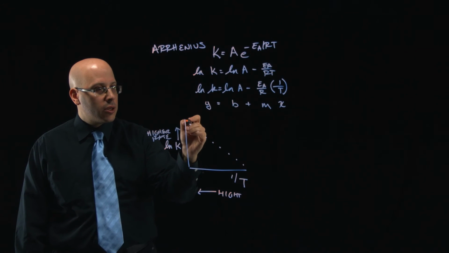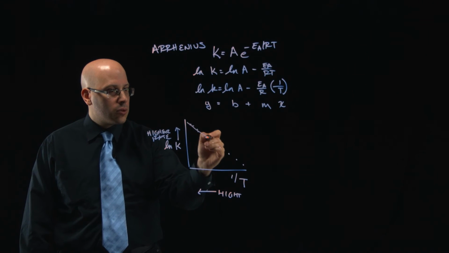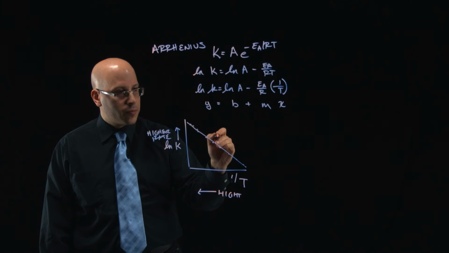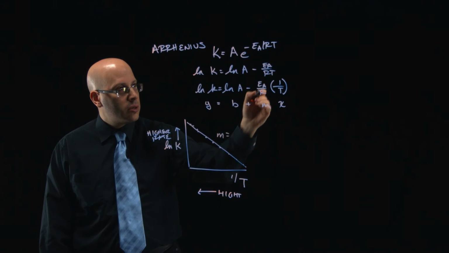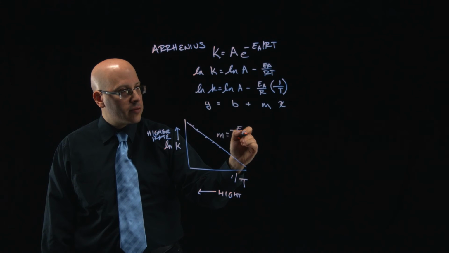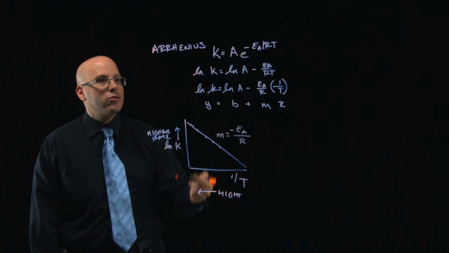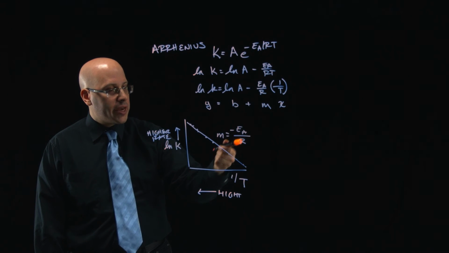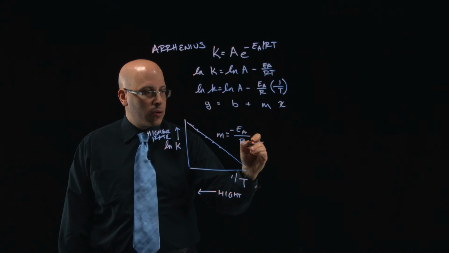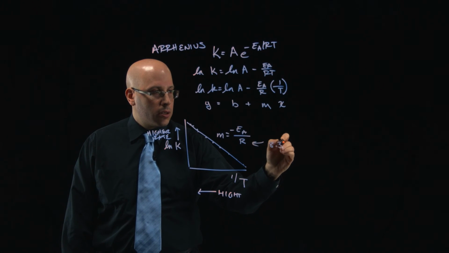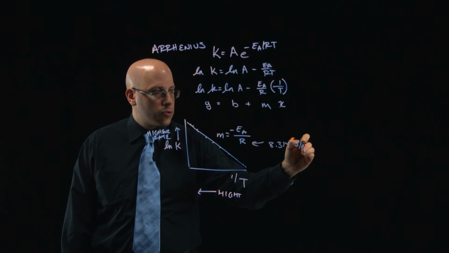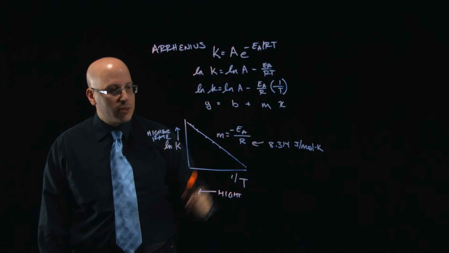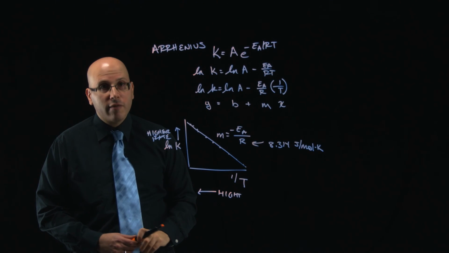And then what you would do is fit this to a straight line, doing something called a linear regression. And the slope of the line, the slope over here, is minus the activation energy over R. So if I can measure what the slope of this line is, then I can tell you what the activation energy is, because I know the numerical value for R is about 8.314 joules per mole Kelvin. So once I get the slope, it's pretty easy to solve for the activation energy of the reaction.